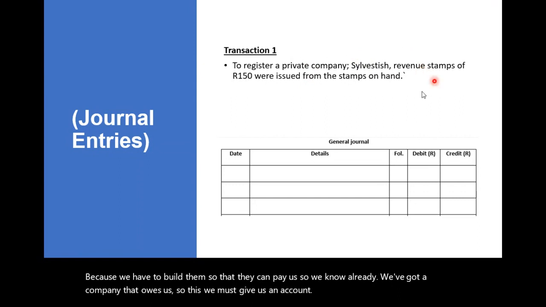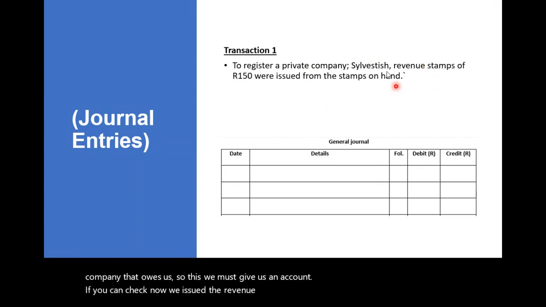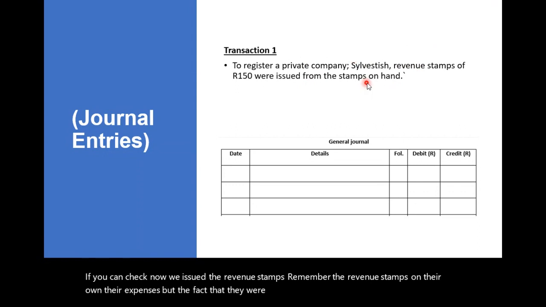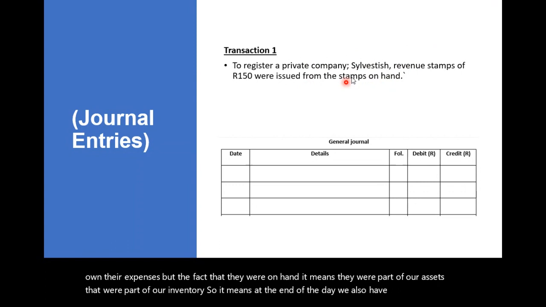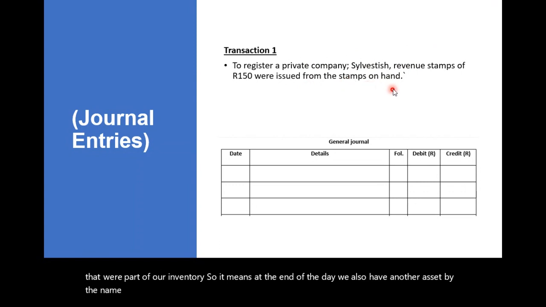If you can check now, we issued the revenue stamps. Remember, the revenue stamps on their own are expenses. But the fact that they were on hand, it means they were part of our assets. They were part of our inventory. So it means at the end of the day, we also have another asset by the name of stamps on hand. Because they were on hand, remember the word on hand makes a difference. It makes it to qualify to be our current asset.